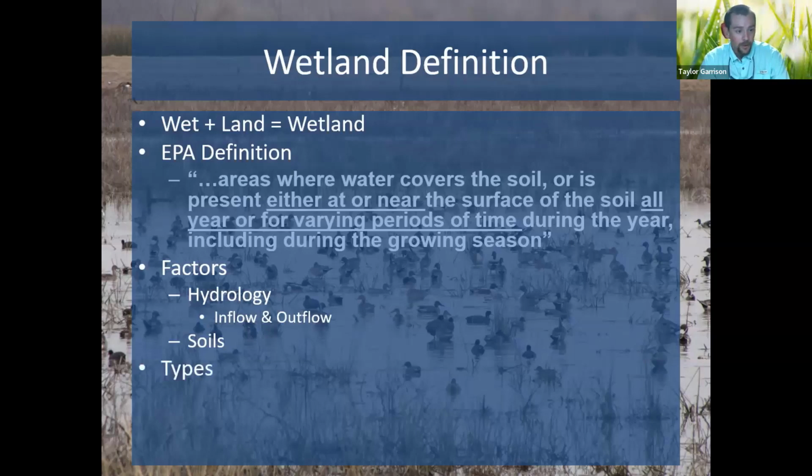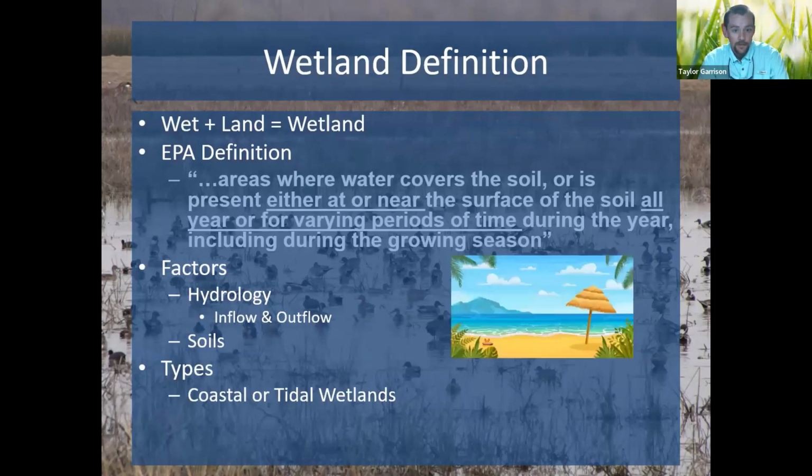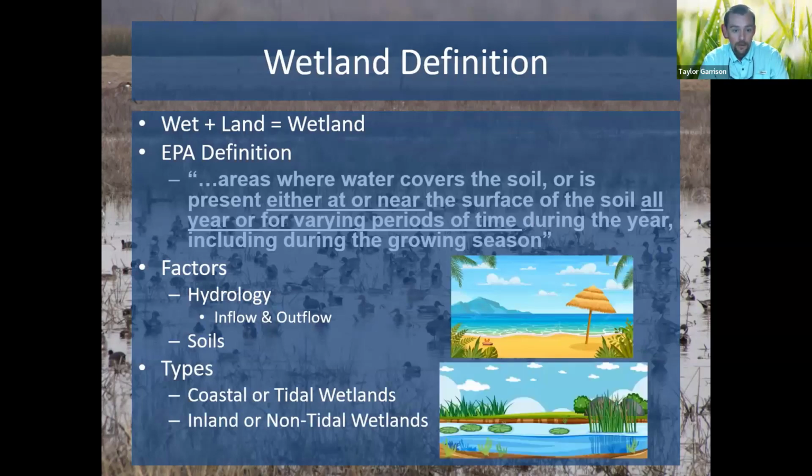In general, there are two basic types of wetlands. We have coastal or tidal wetlands, obviously found along the Texas Gulf Coast, and these are affected by shorelines, as you can see, the nice beach here. I'm not sure if our Texas coast has beaches this pretty, but at times we might. And then also inland or non-tidal wetlands. Those are more freshwater based wetlands, and you can see the pond here as a fun cartoon example.